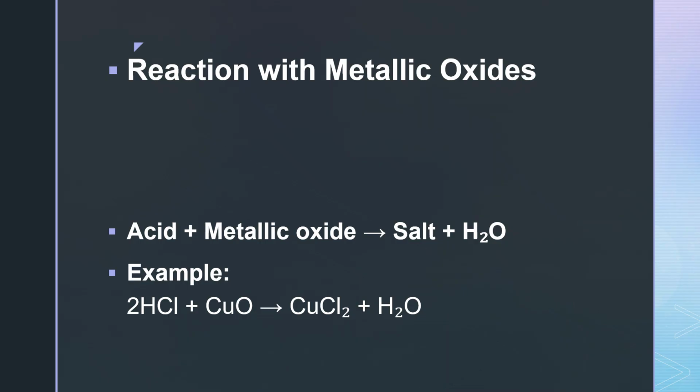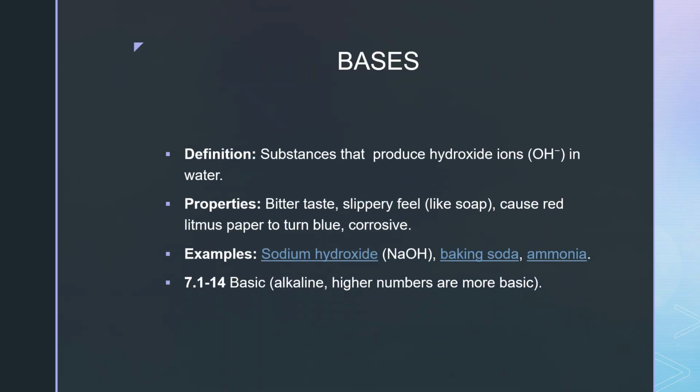When acids are going to react with metallic oxides, then just because metallic oxides are basic in nature, acid and base are going to give salt and water, and this reaction is known as neutralization reaction. Okay, next is the bases. Bases means, as you know that acids are going to give H plus ions, bases are going to produce OH minus ions in water. So this is the identification of base.